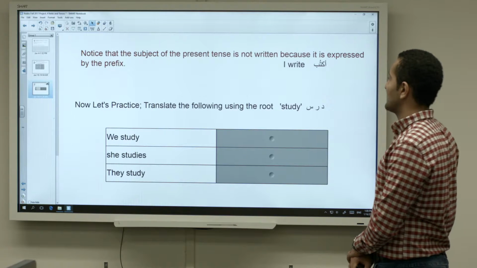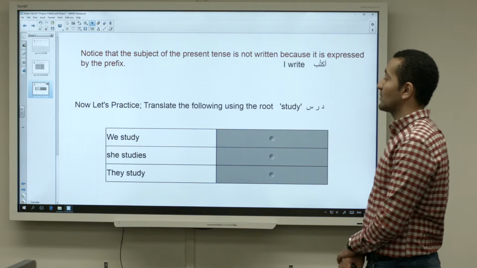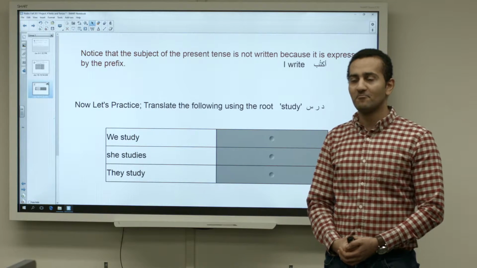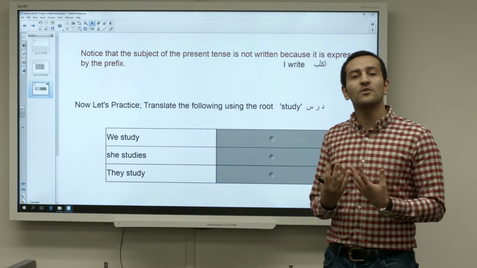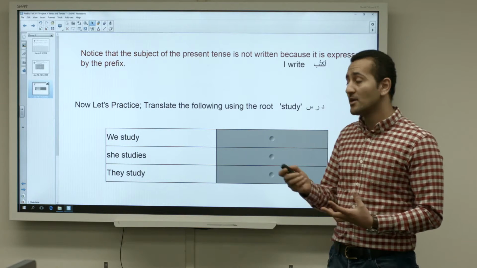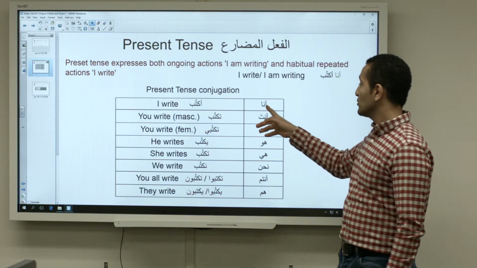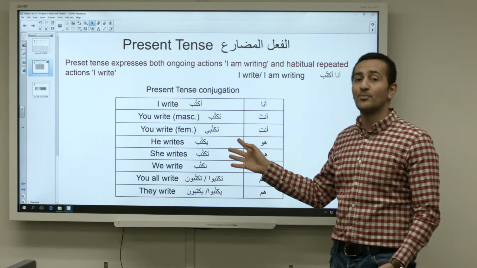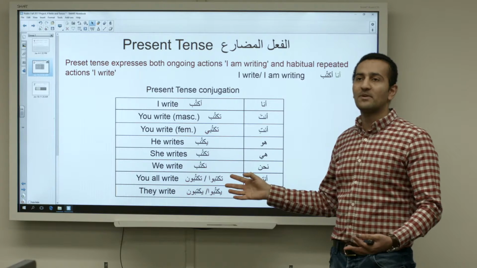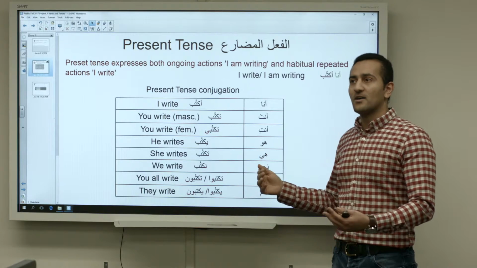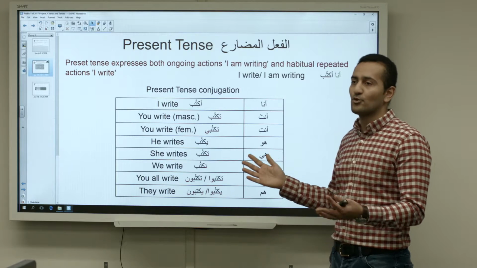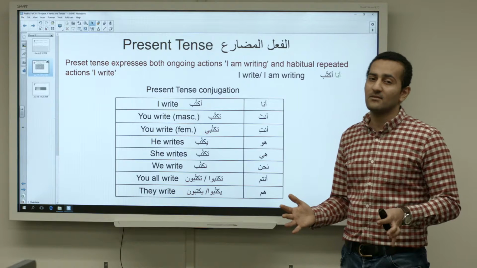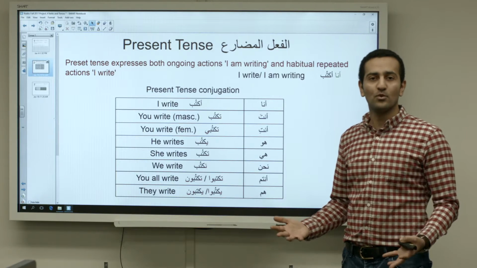Note that the subject of the present tense is not written because it is expressed by the prefix. I write. أنا أكتب. Why do we use the pronoun here, if the conjugation changes depending on the pronoun? So it will be redundant to say أكتب or أنا أكتب, because it can be used in specific contexts, but not all the time.